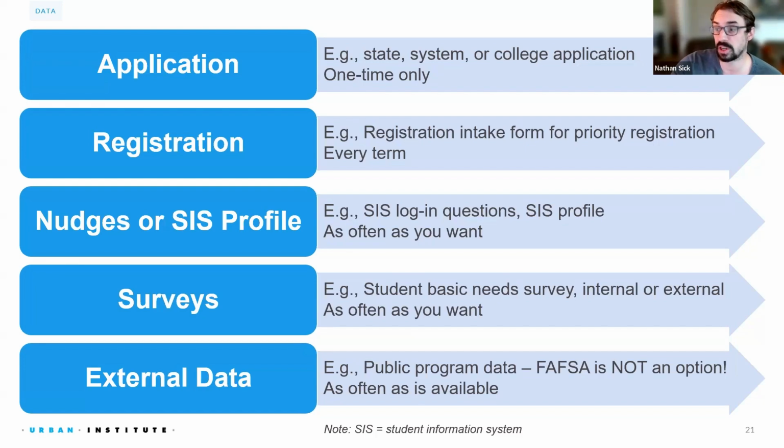So registration is another way that we've seen schools collect parenting student status, and it is a good way to do it, although not all schools collect data like this at registration. That would be something that we've heard most often referred to as a registration intake form, which is often used for priority registration. Some schools use it just for registration in general. It's a form that's fielded usually within 2 weeks or so of the time of registration each term, and students will fill this questionnaire out.